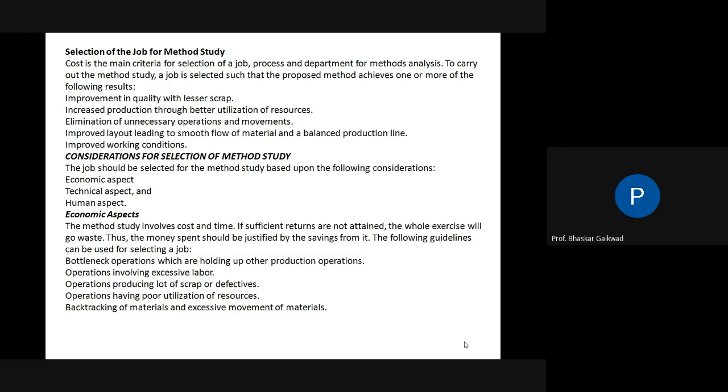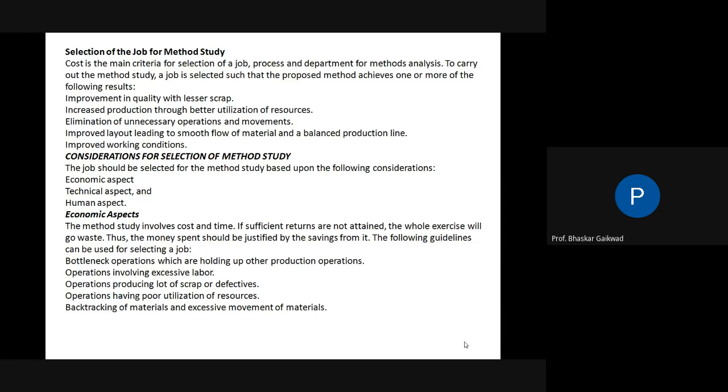Improved layout: any problem in the present layout, whether material is flowing smoothly or not, you have to think. Okay, so first the lathe machine operation, after that drilling operation, after that milling operation, after that heat treatment operation, after that grinding. You have to make the sequence in such a way that the production will be continuous. No machines will remain idle in the production line.